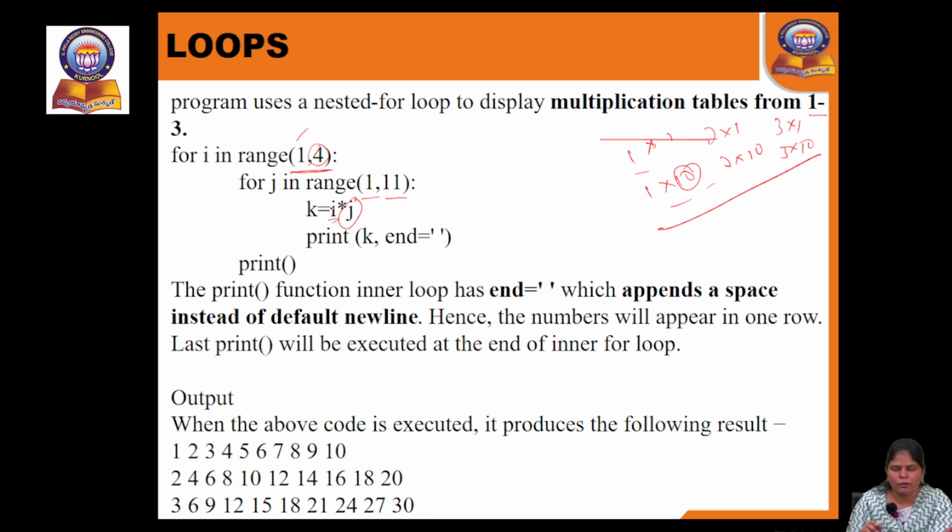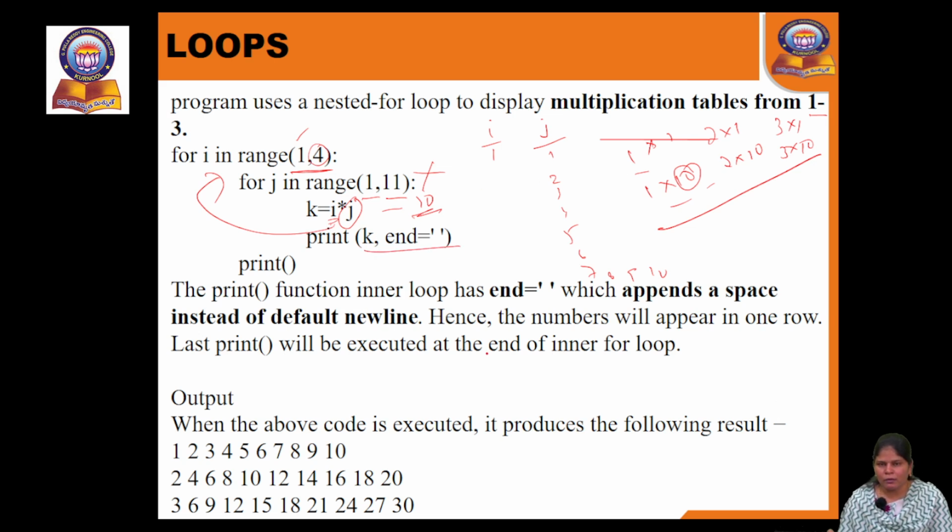So the j value will change all the time, and the i value will be fixed. Up to j value 10, the i value will be fixed. If the j value goes beyond, that means this condition is false, then the i value will be incremented. So initially i equal to 1, j goes 1, 2, 3, 4, 5, 6, 7, 8, 9, 10, and i into j will be calculated and printed.